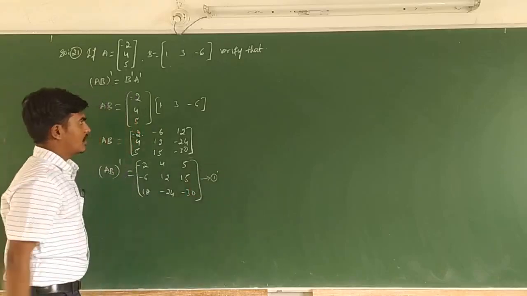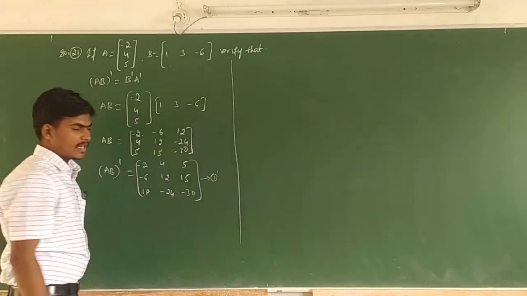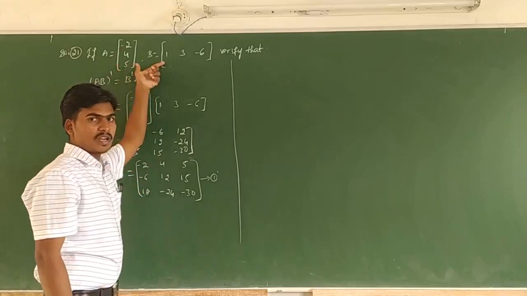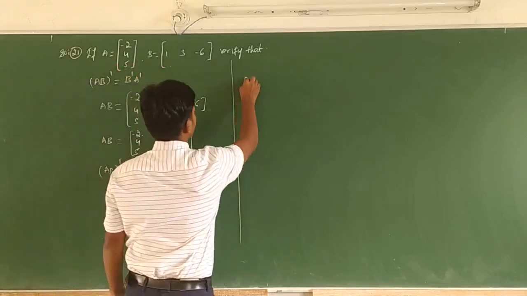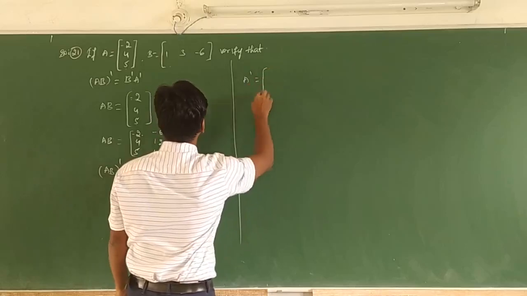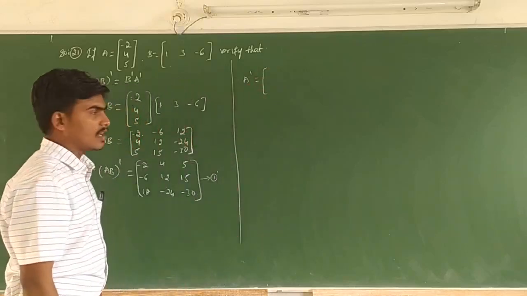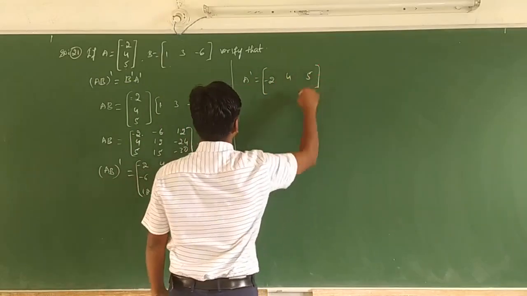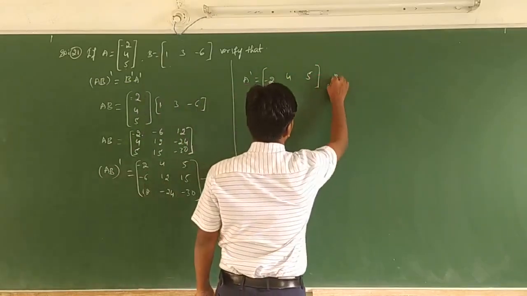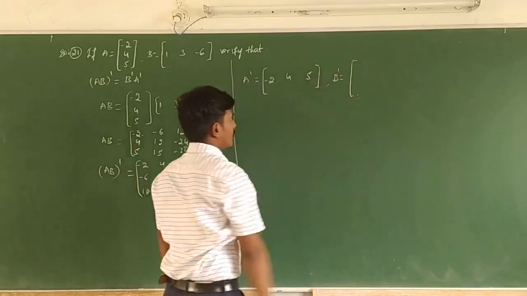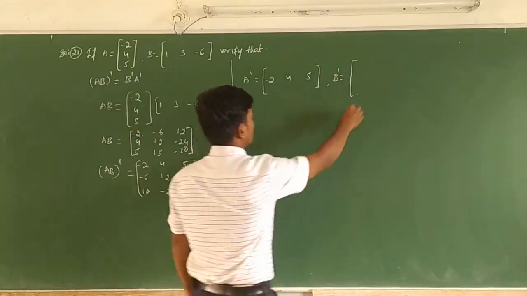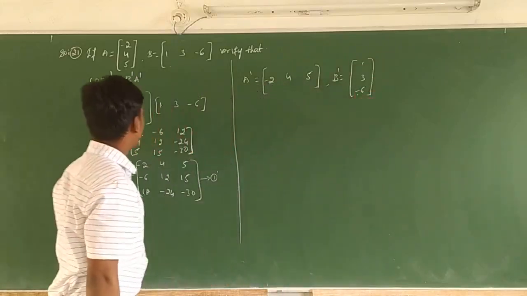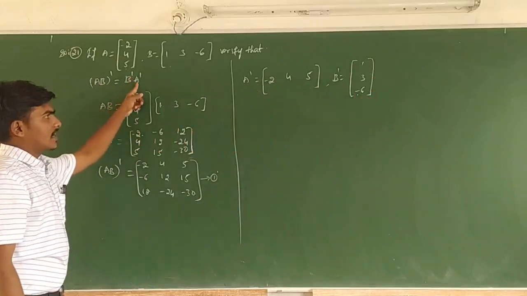Call this equation first. Next, from the given data, I will write A transpose and B transpose. The A and B matrices are given, and to these two matrices I apply the transpose operation. So what do we get? A transpose is equal to rows into columns. Rows are called columns. So we get minus 2 4 5. Next B transpose is equal to the same, rows are called columns. Here 1 3 minus 6.